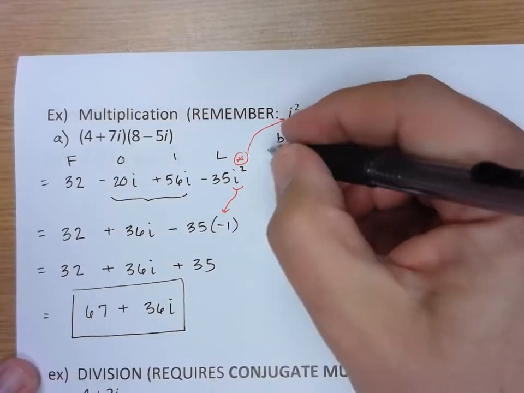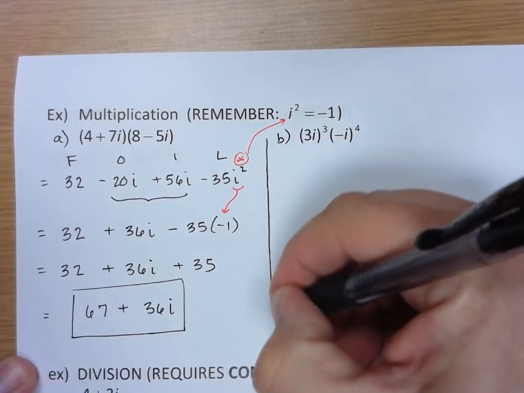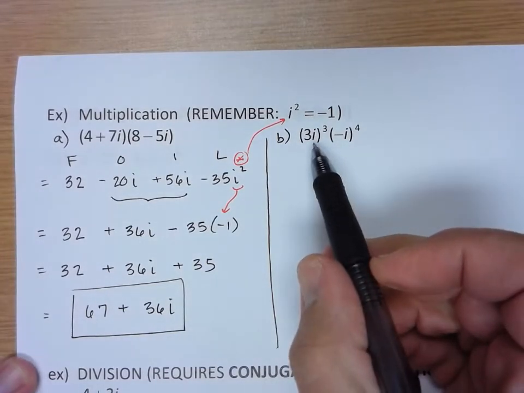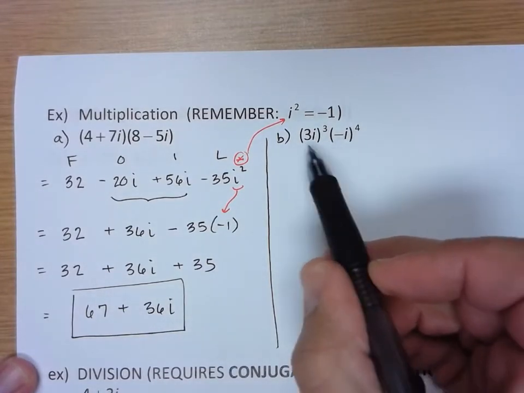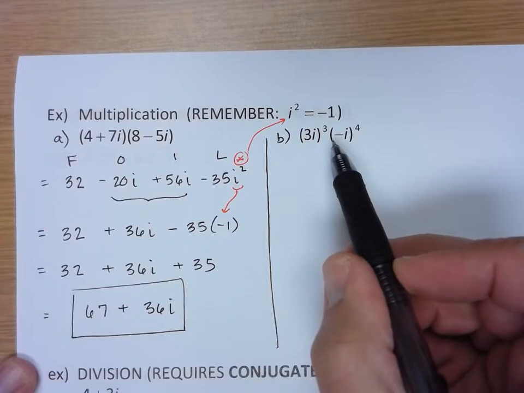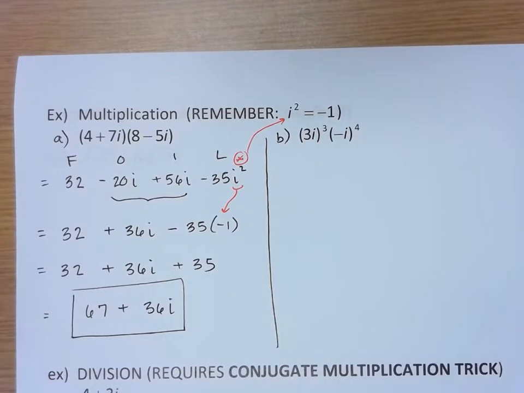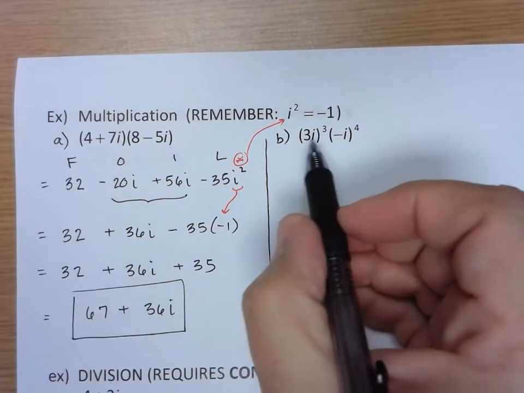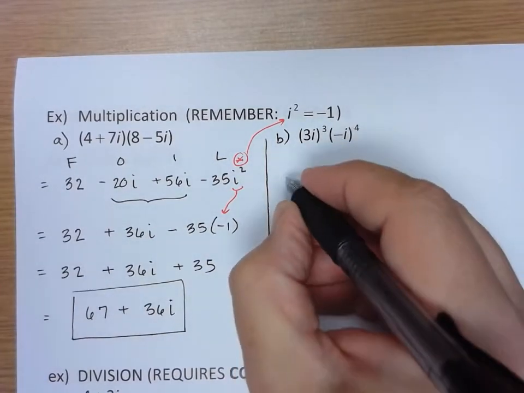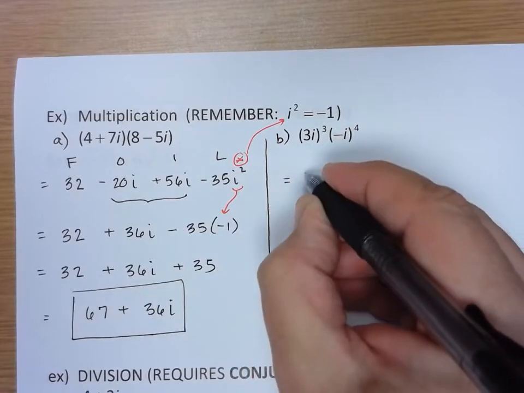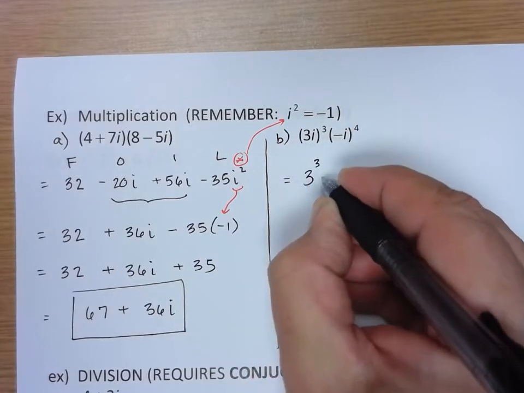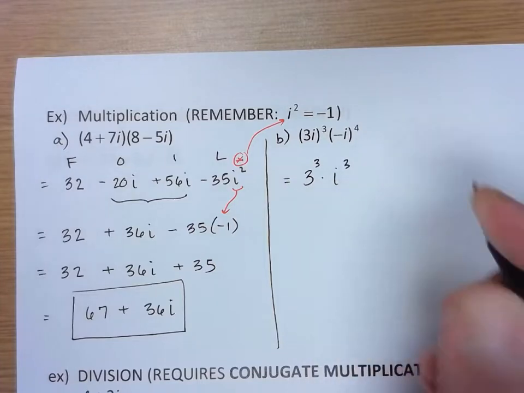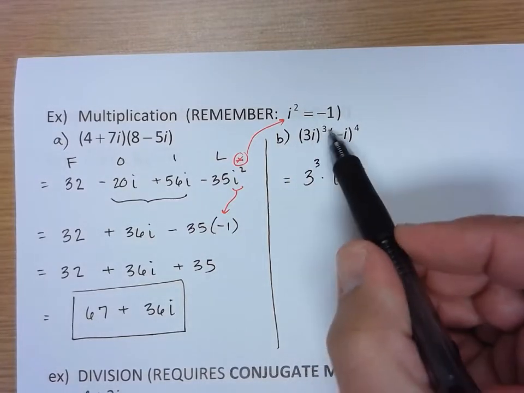Separate example here. I've got a couple of monomial complex numbers to raise to these powers. So the thing to remember in this case is just your properties of exponents. If you're raising a monomial to a power here, you're going to have to cube the 3 and you have to cube the i to remove the parentheses. That's raising a monomial to a power.